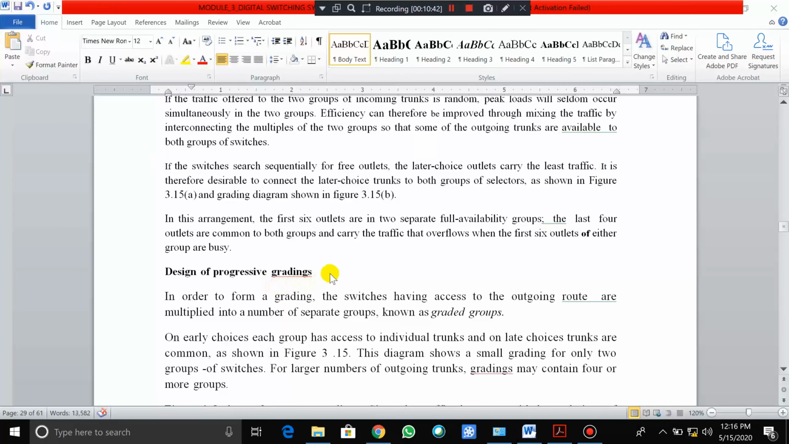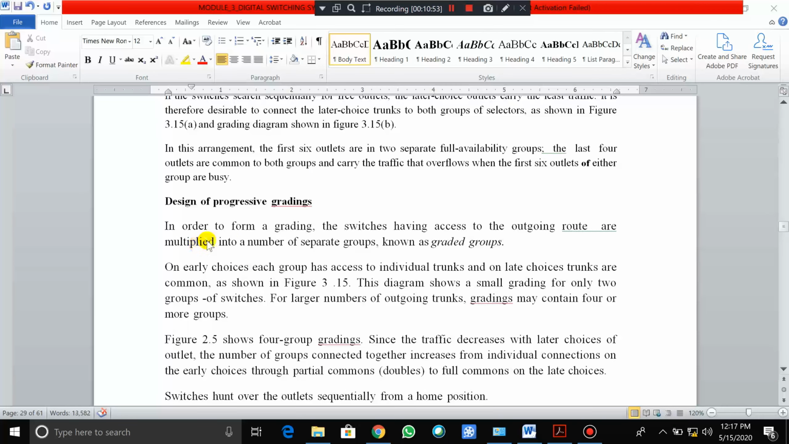Design of progressive grading. This is a very important topic. If you refer to the previous year question papers, you will see that it has been asked many times, so it is very important. In order to form a grading, the switches having access to the outgoing route are multiplied into a number of separate groups, known as grading groups.